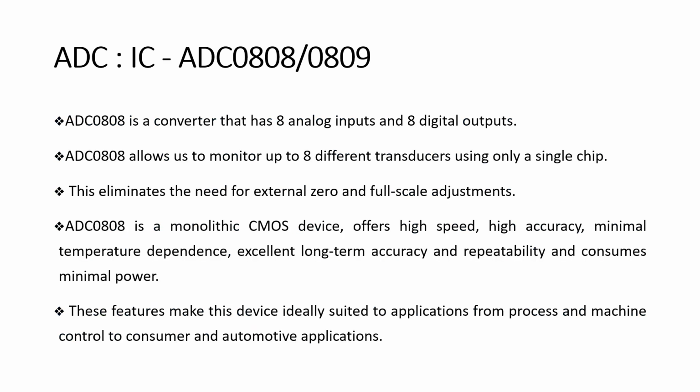ADC IC ADC 0808 or 0809 is a converter that has 8 analog inputs and 8 digital outputs, which allows us to monitor up to 8 different transducers using only one chip. This eliminates the need for external zero and full scale adjustment.